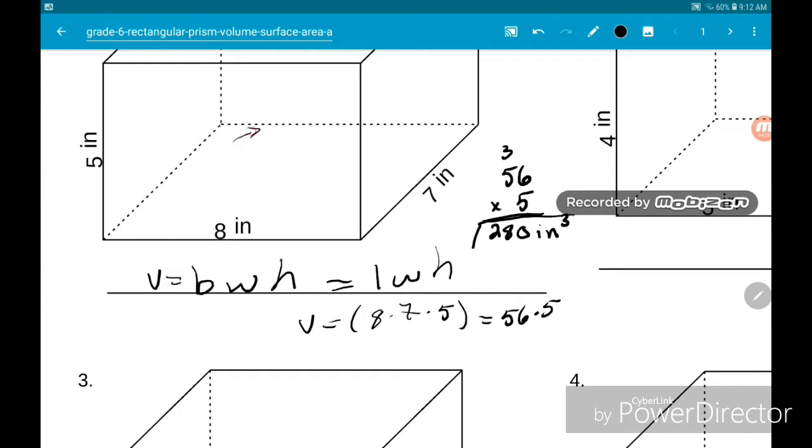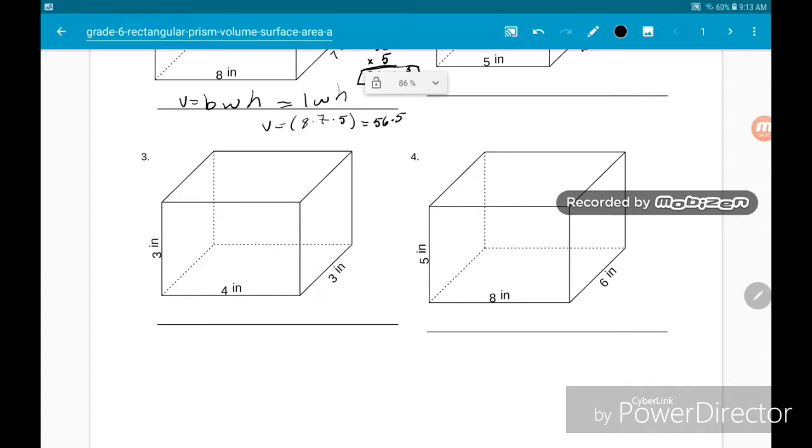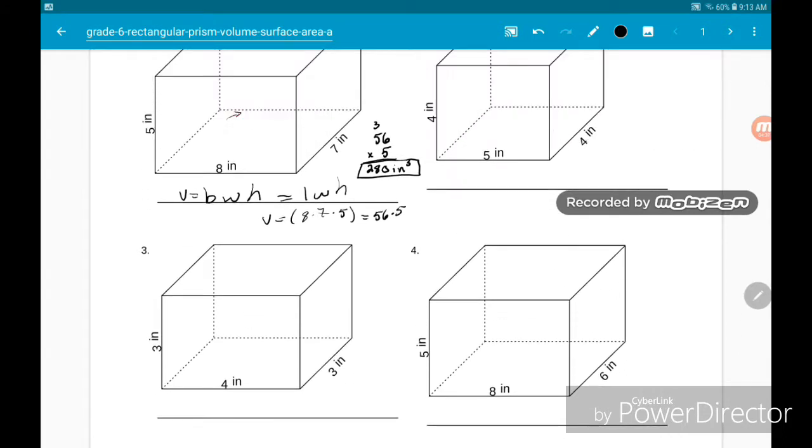Don't forget to put that last little bit. It's cubed, or inches to the 3rd power, or cubic inches. That's another way to put it. Would we put a square? I just circled it. That's all you need to do? Yes. Surface area is different. We're just doing volume, that's what you have to do.